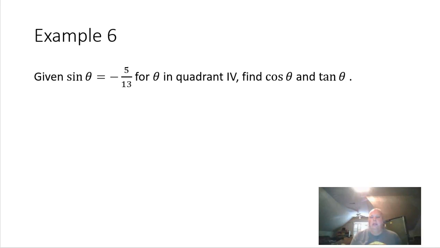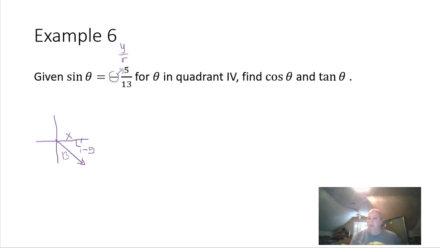All right, for example 6, we have sine of theta equal to negative 5 over 13. And they're telling us that our angle is going to be over here in quadrant 4. We're supposed to find the cosine and the tangent. All right, so let's get our triangle drawn. The sine, remember, is y divided by r. And remember, this negative is going to have to go with the y because we want our r to be positive. That means that this side right here is going to be negative 5. The hypotenuse is going to be 13. And x is the one that we're going to be missing.